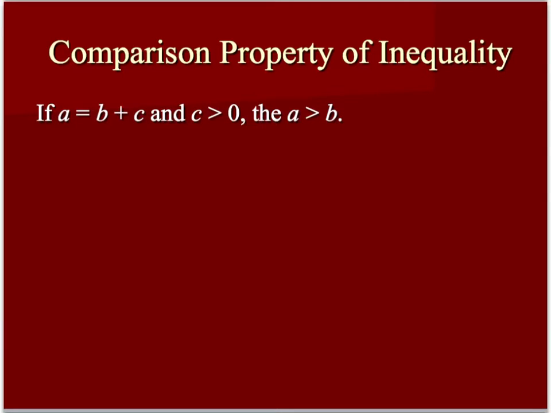Basically it says if A is equal to B plus C and C is greater than 0, then A is greater than B. In other words, if you have to add something to B to get A, which is a positive number, then of course A must be bigger than B.